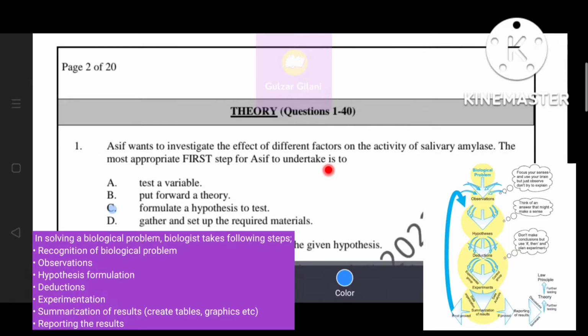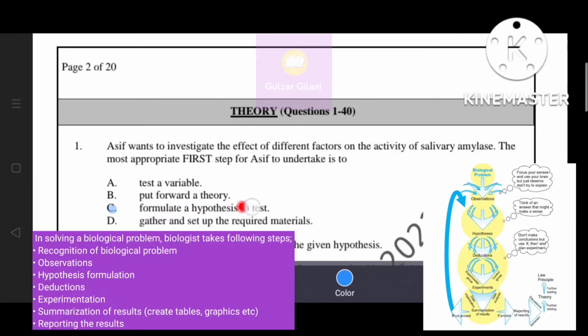Number 1, recognition of biological problem. Number 2, observations. Number 3, hypothesis formulation. Number 4, deductions. Number 5, experiment. Number 6, summarization of results. Number 7, reporting the results.